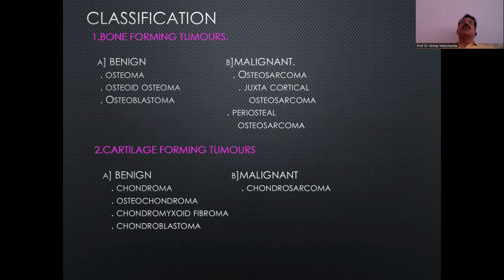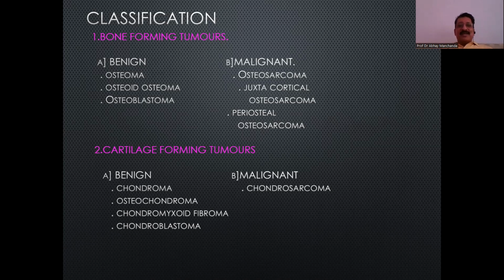These are the tumors which form bony tissue in or around the bone. Now, they can be benign or they can be malignant. Benign tumors include osteoma, osteoid osteoma, osteoblastoma. Malignant tumors include osteosarcoma, which can further be juxtacortical osteosarcoma, or it can be periosteal osteosarcoma, which arises from the outside of the bone, under the periosteum.